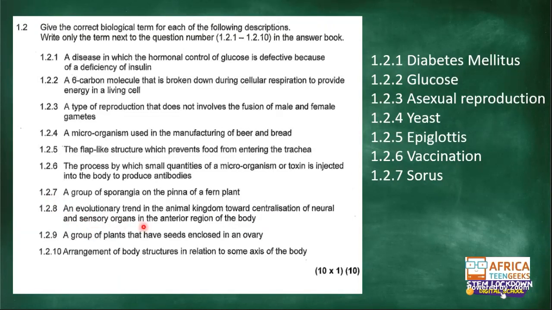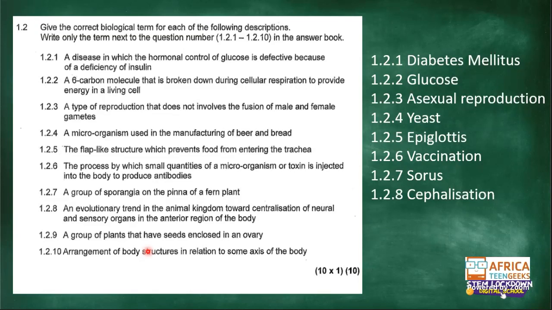1.2.8, an evolutionary trend in the animal kingdom towards centralization of neural and sensory organs in the anterior region of the body. We discussed this again. It was probably Tuesday. It's an evolutionary trend, and humans have that same structure. Even all the animals you can think of have centralized neural and sensory organs in the anterior region of the body, in the head area, where your brain is. Yes, Lihlonolo, it's cephalization. Thank you.